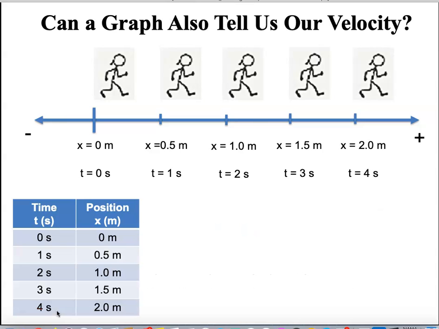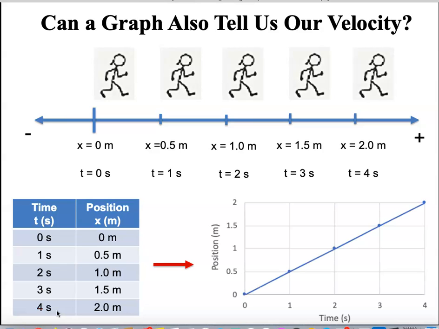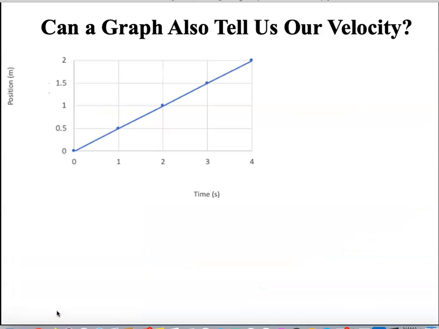All right, so we can also put this into a data table. So you see in the corner there, we just took all of these coordinates, 0, 0, 1, and 0.5, and so on, and put them in the data table. And then you could graph them using Excel, Google Sheets, or any other method. Okay. So let's look at this graph and think about how can we determine the velocity from the graph itself.